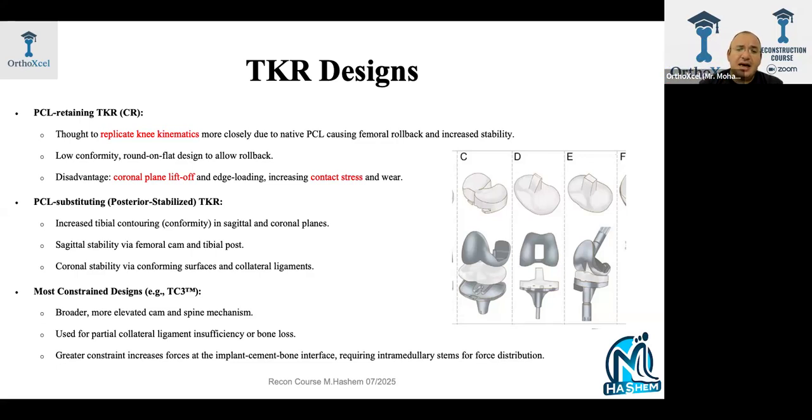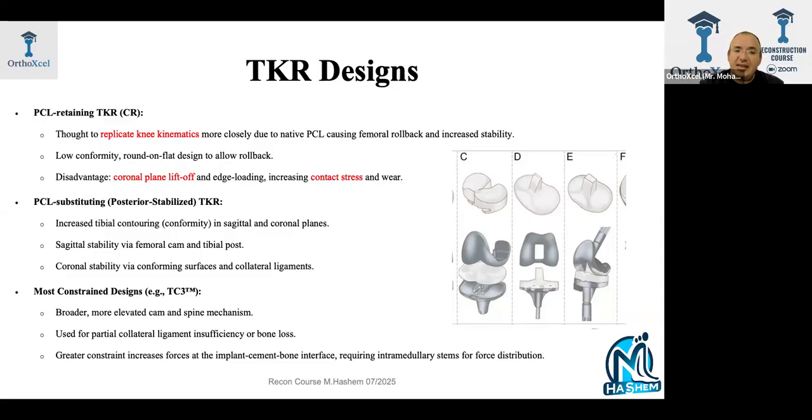But the problem is it has some coronal plane lift-off. The coronal plane lift-off comes from, as we agreed, the medial side being more distal than the lateral side. The other thing is it has some edge loading because you put the stress on one point. When you're doing a femoral rollback, there is a one-point contact between the femur and the tibia, and because it's a point contact, it increases the edge loading and causes early failure of the plastic.